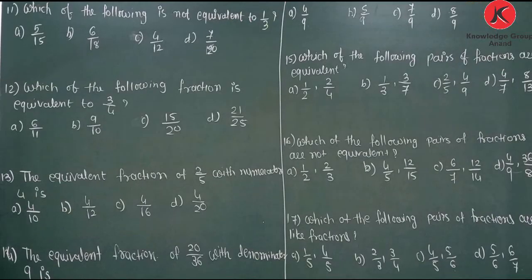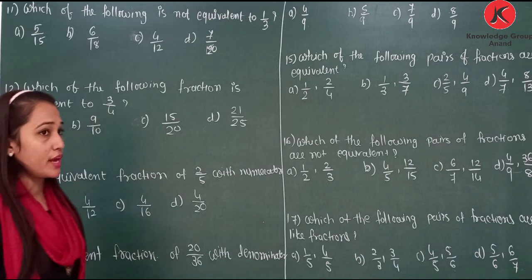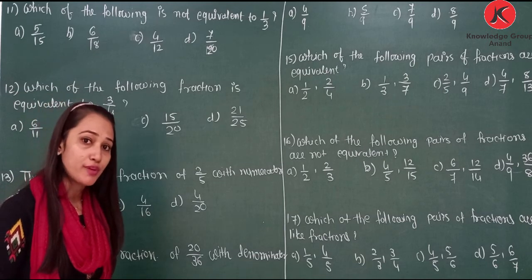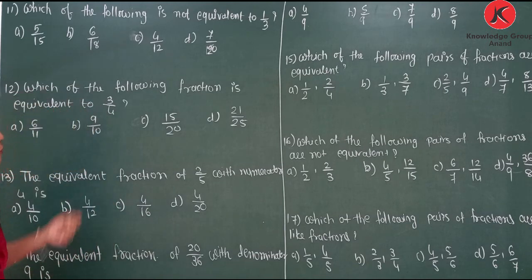Now next, which of the following is not equivalent to 1 by 3? Not equivalent means if we simplify the fraction and we get the same fraction. Equivalent means same fraction. So if we simplify the options and we get 1 by 3, then it is an equivalent fraction of 1 by 3. If we do not get 1 by 3, then it is not an equivalent fraction.